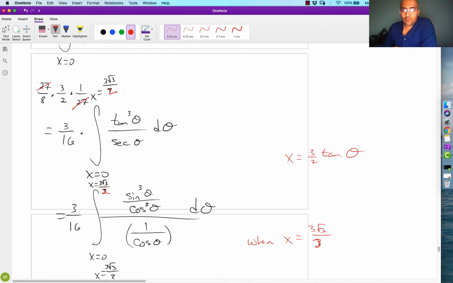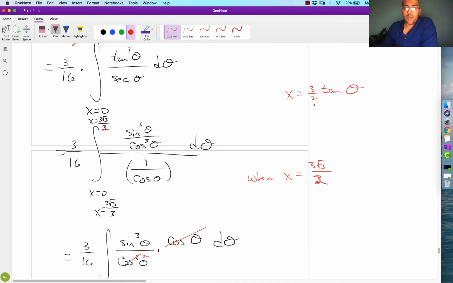So 3 over 2. Okay, so when x equals 3 root 3 over 2, that's the x, and it's got to be equal to 3 over 2 tangent of theta. Right? It must mean, if we multiply both sides by 2/3, this cancels with this. So that must mean that root 3 must be tangent of theta. And that's one of our standard triangles, right?